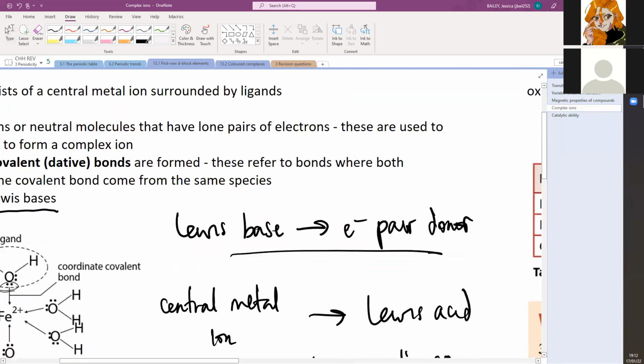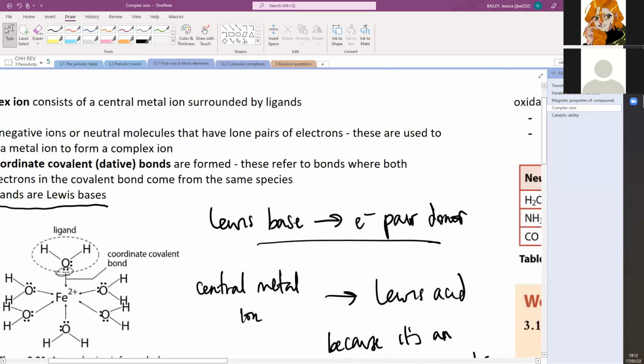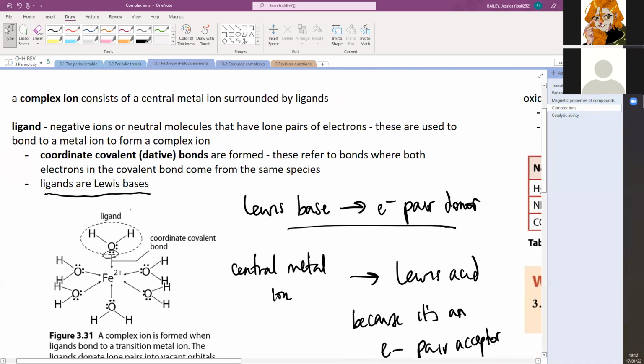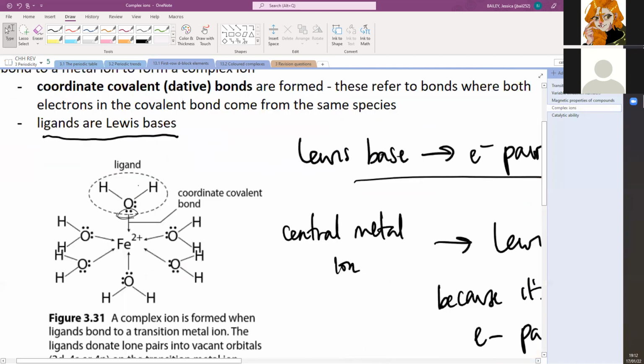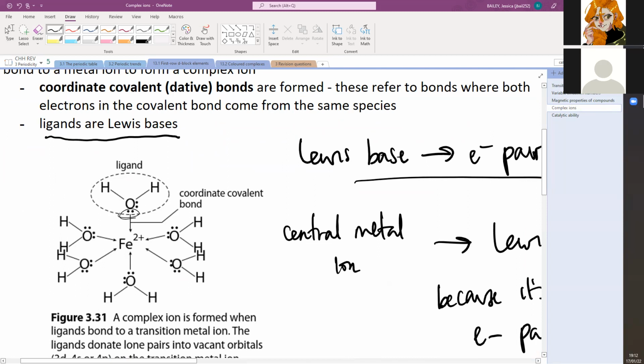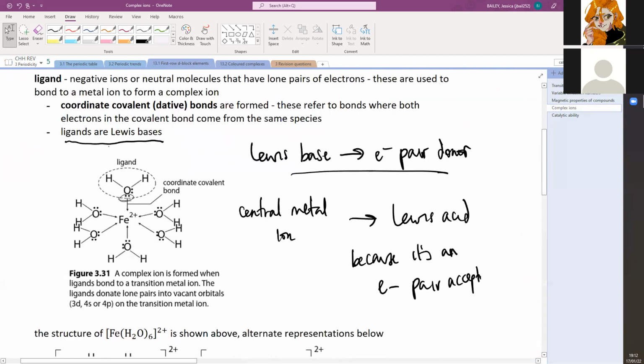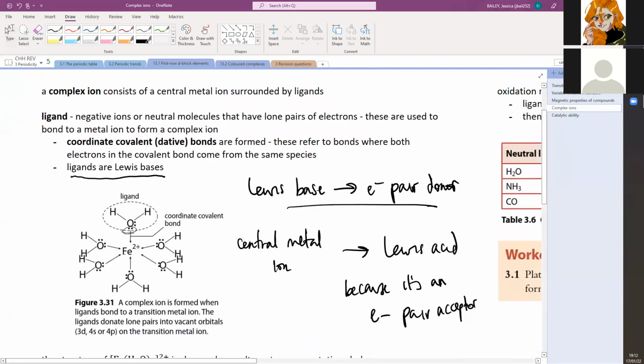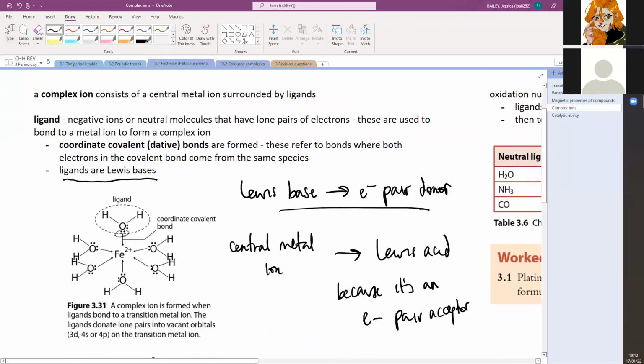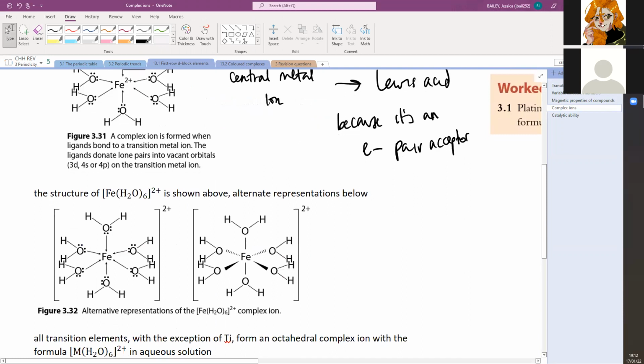Yeah, I can't be bothered to come up with an example right now, but I'm sure I could. This is an example of a coordinate covalent bond, but they can also be formed in a normal molecule. So this is not exclusively applied to this relationship. It can also be applied to actual covalently bonded molecules.